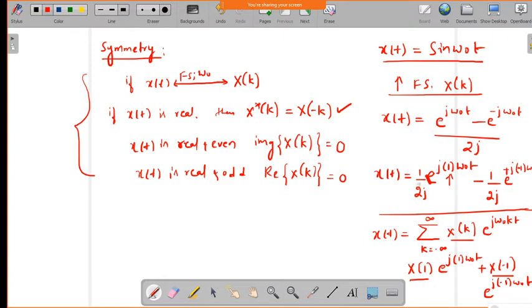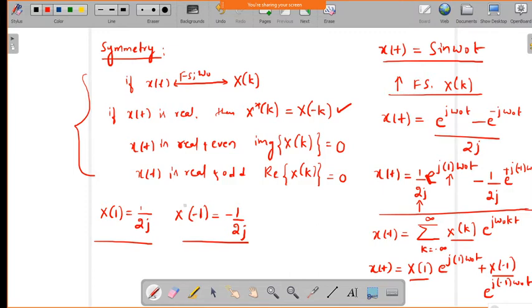Now comparing this equation with the given x of t, we get the values of x of 1 and x of minus 1. So x of 1 is 1 over 2j, and similarly x of minus 1 is minus 1 over 2j. These are the Fourier series coefficients x of 1 and x of minus 1.